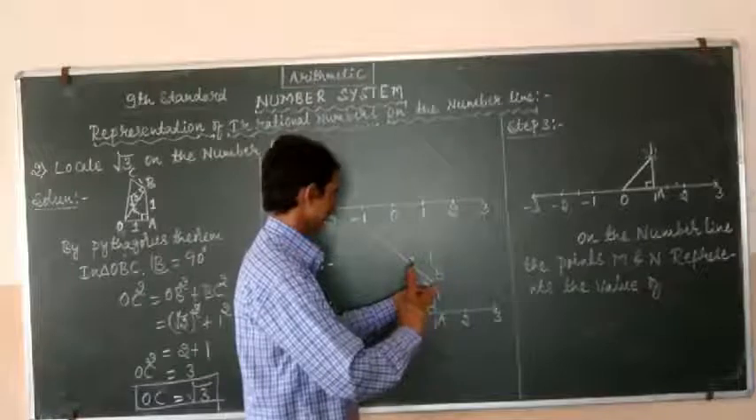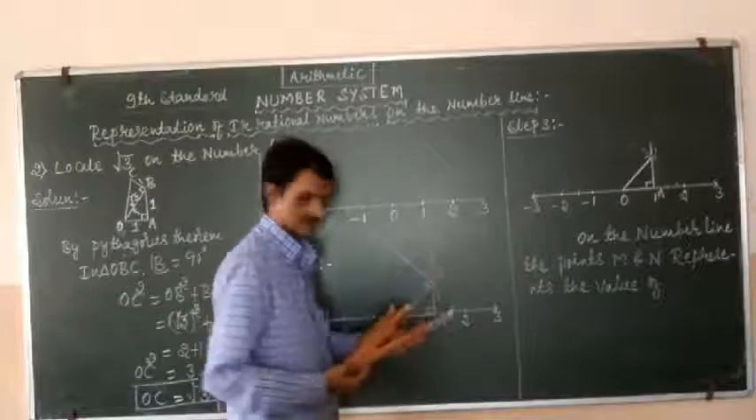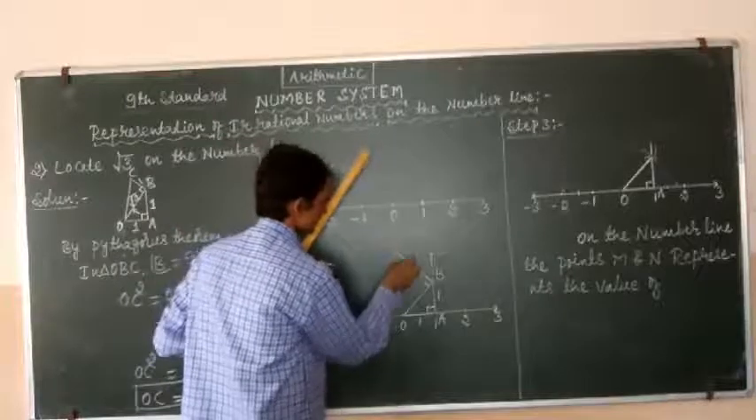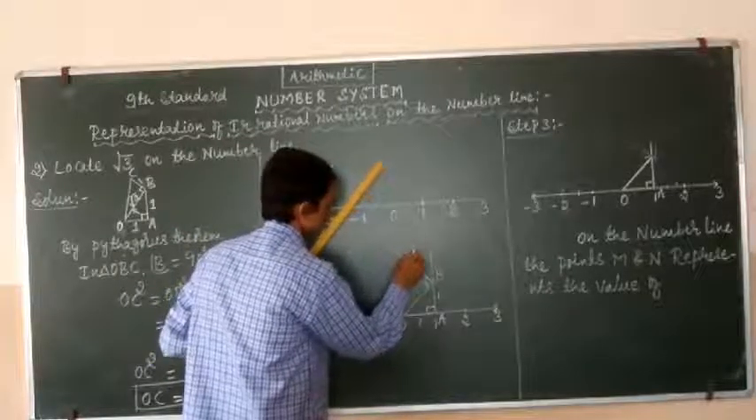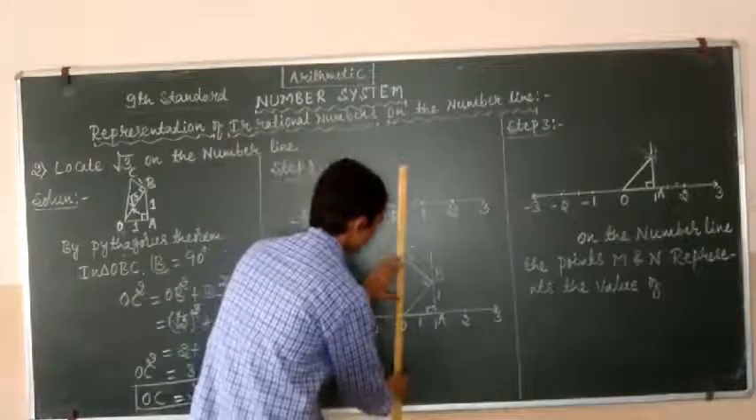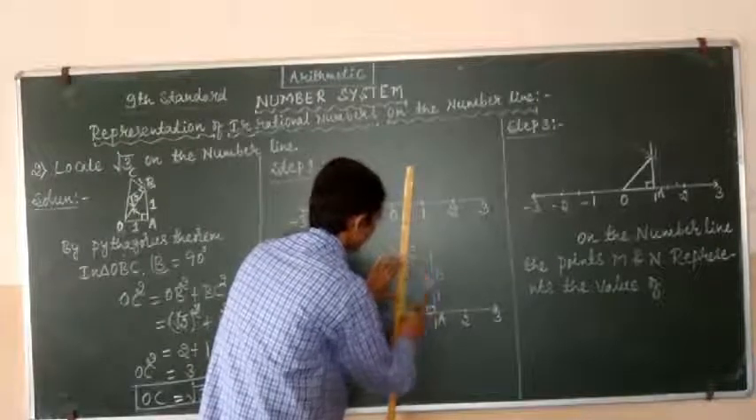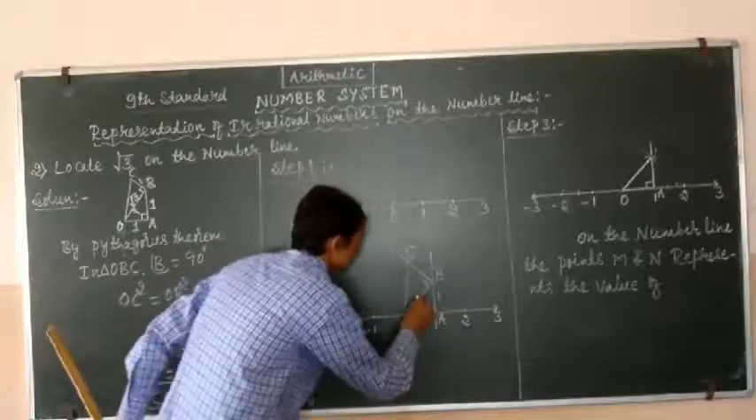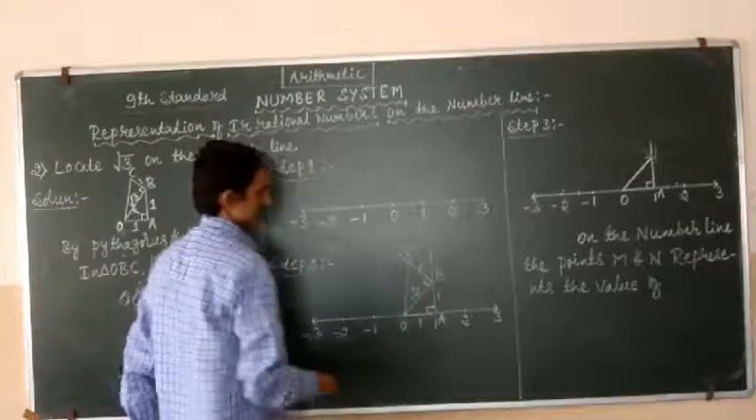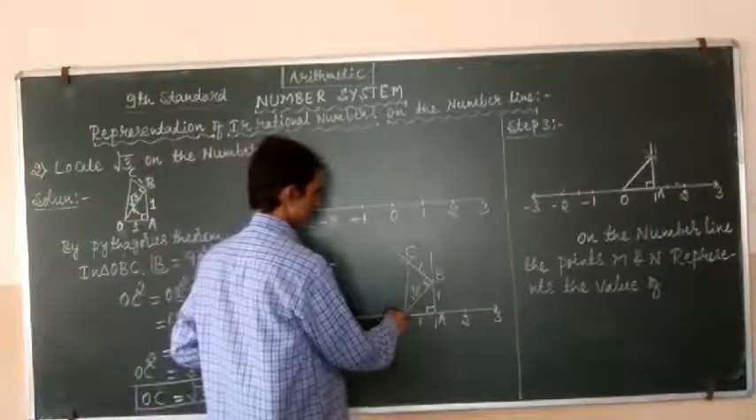With B as center, draw an arc. We will get the point C. Now join OC. This represents root 2, and this is 1 unit. So now we have a triangle OBC.